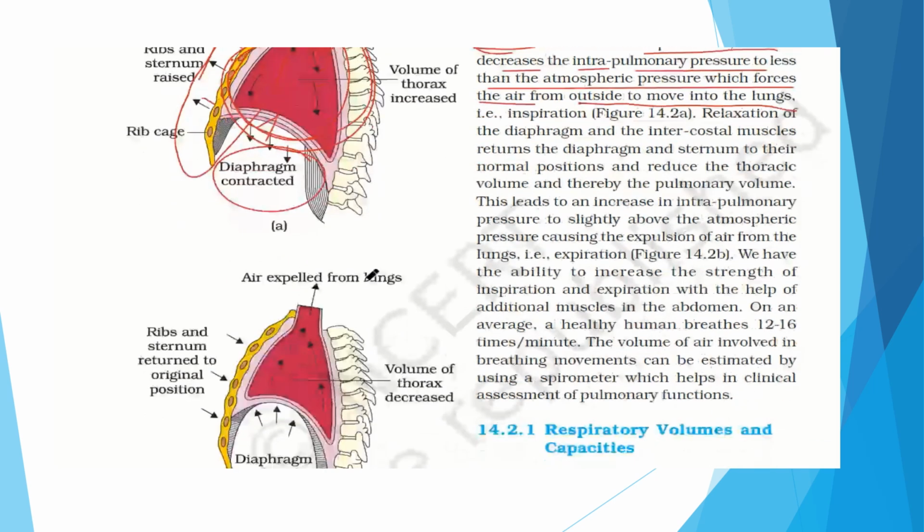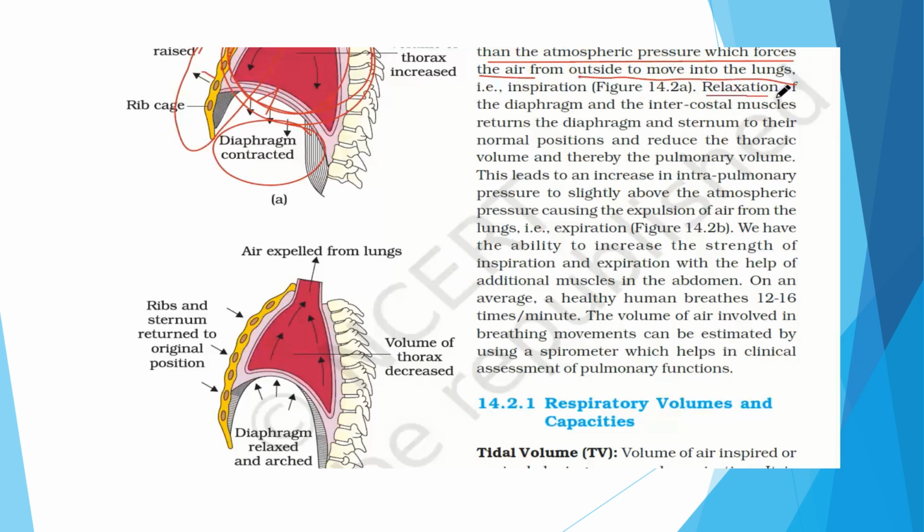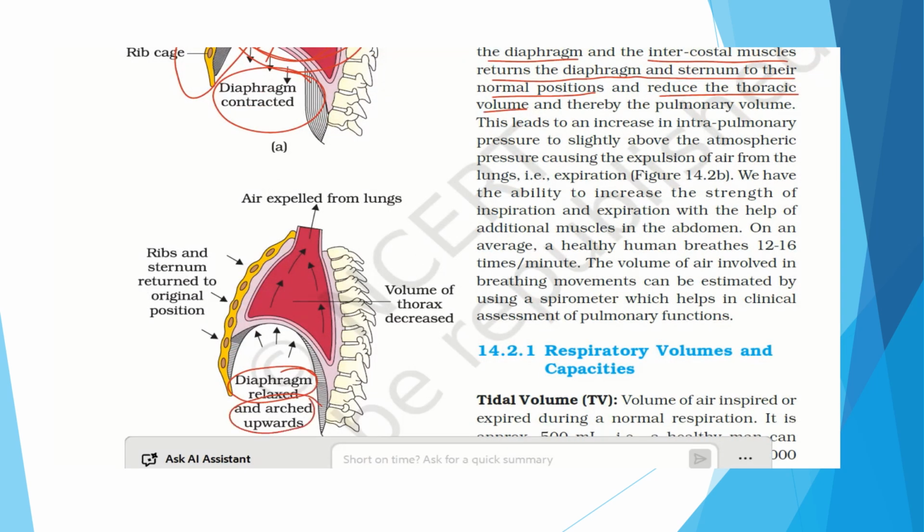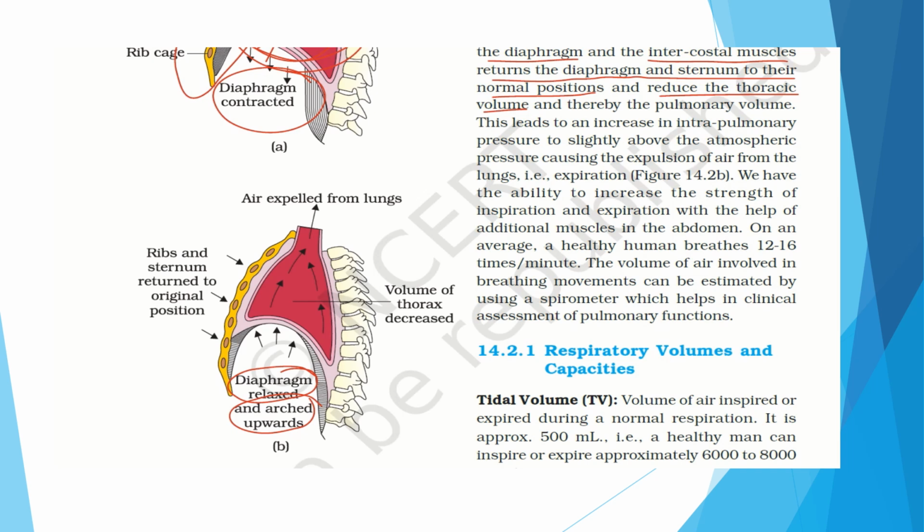Next, what is happening when the diaphragm is relaxed and the intercostal muscles return the diaphragm and the sternum to their normal position and reduce the thoracic volume. See what is happening? The diaphragm is getting relaxed and arching upwards. So when they are relaxed and arching upwards, the sternum and the ribs are moving back to their original position. First they were inflated, now they are moving back to normal position. So the volume of the thorax is decreased.